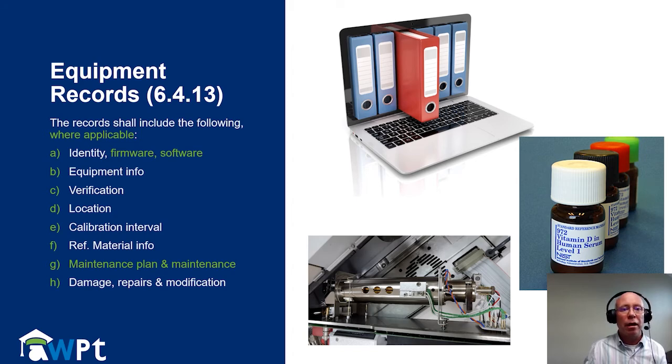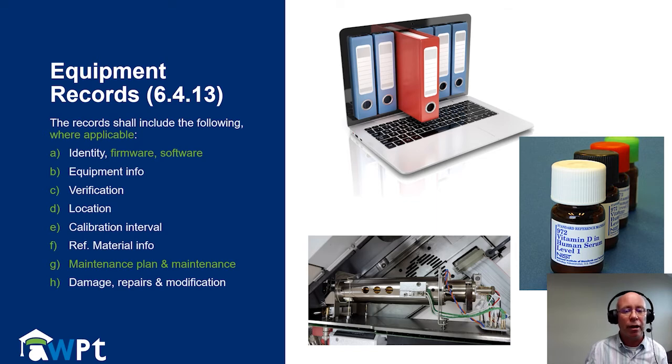B, the manufacturer's name, type identification, serial number, and other kinds of unique information that separate it from other pieces of equipment. C, the evidence of verification that equipment conforms with specified requirements, and we're not going to get into explaining what all of these are. We're going to focus on the areas that are highlighted in green font. D, the location. E, the calibration dates and intervals and adjustments and acceptance criteria and all that kind of fun stuff. F has to do with documenting reference materials and results of acceptance criteria.